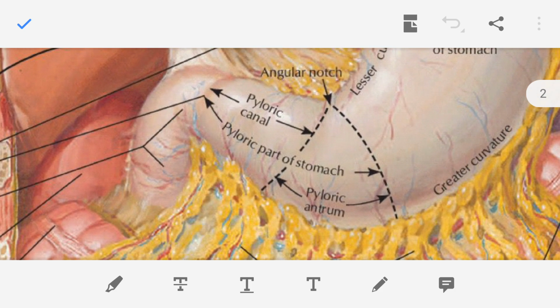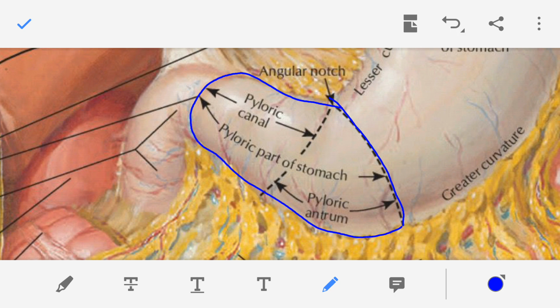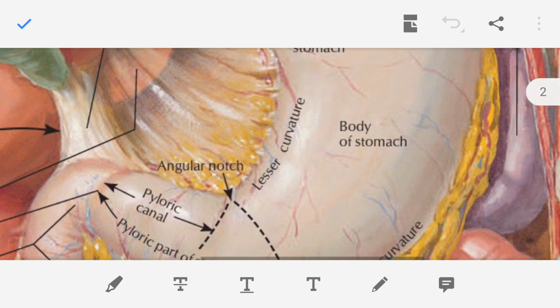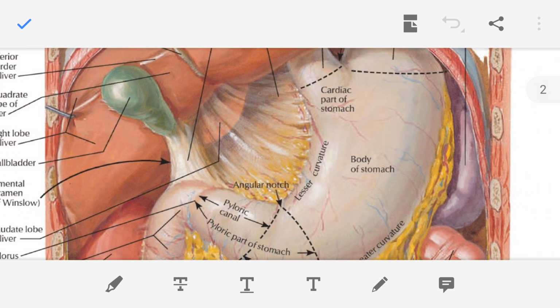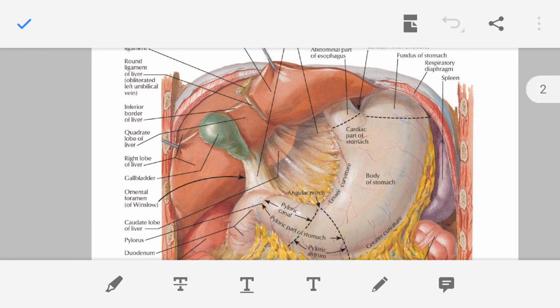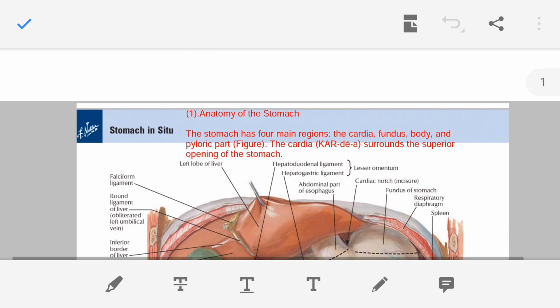For example, I am zooming this so that you can see it properly. This part is the pyloric part of the stomach. So in the stomach there are 4 regions: cardia, fundus, body, and the pyloric part.